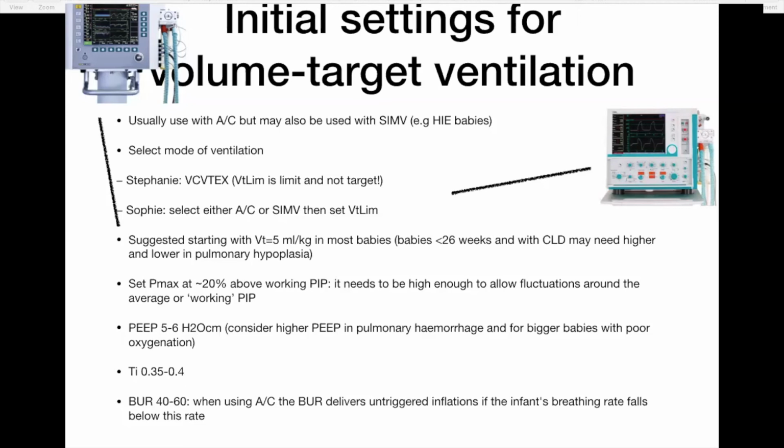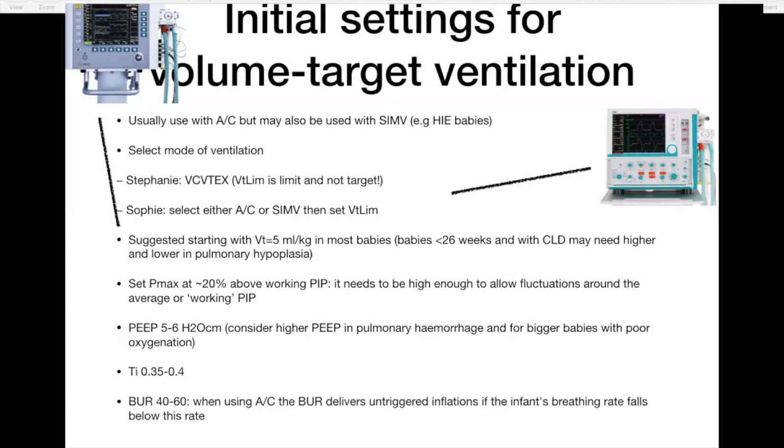I think sometimes it's a bit confusing, and it's good to know that when we use Sophie ventilators, we are going to select either assist control or SIMV, and then if we would like to use volume guaranteed ventilation, we need to set a tidal volume limit, but it's going to be our tidal volume target, so we would like to guarantee to deliver these tidal volumes. And when you don't set any, it's going to be pressure control ventilation or pressure targeted ventilation.